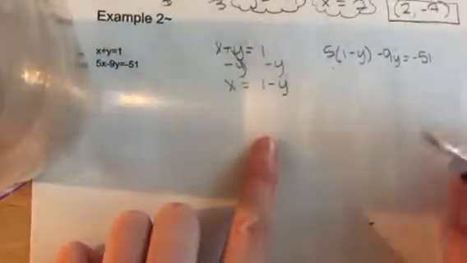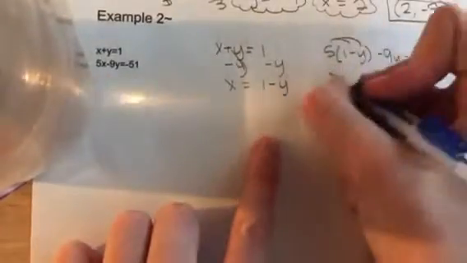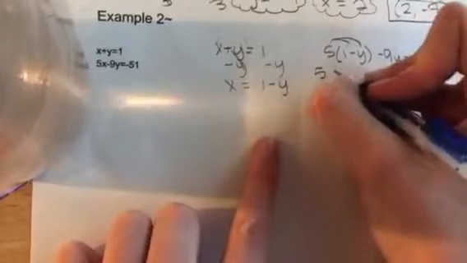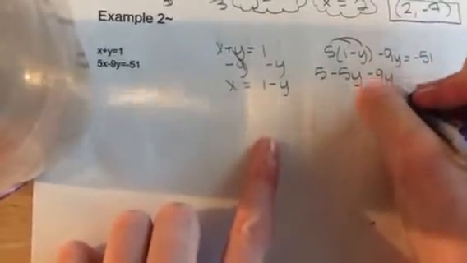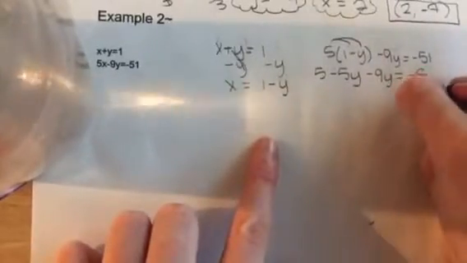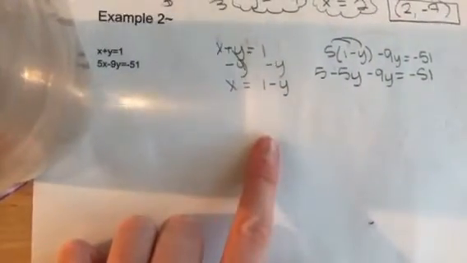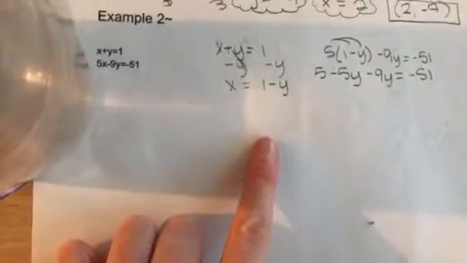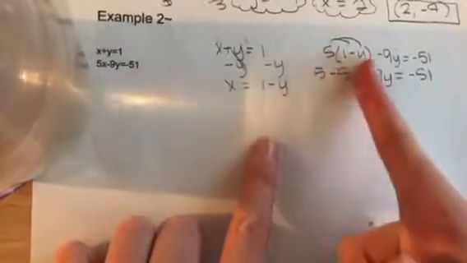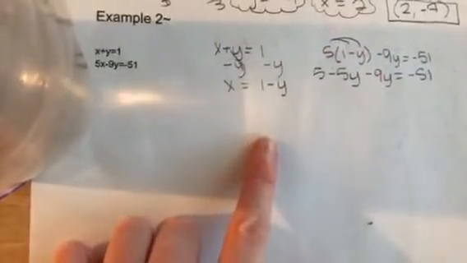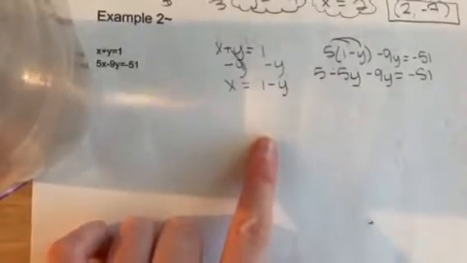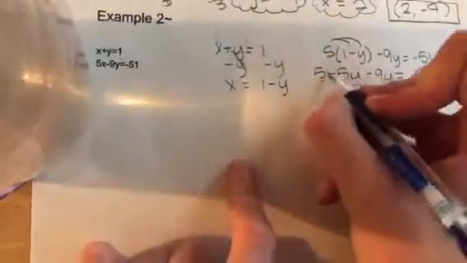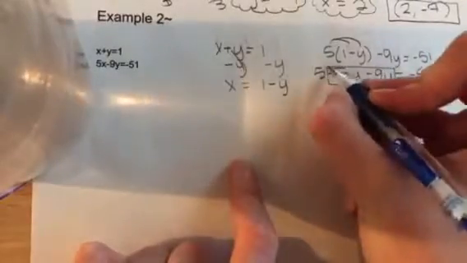So now we distribute, so 5 minus 5y minus 9y equals negative 51. Something really important that I always like to remember with substitution is that you always remember to distribute. A lot of errors are created when you don't distribute, and errors are bad, and you want to pass the test. So now we're going to combine like terms.